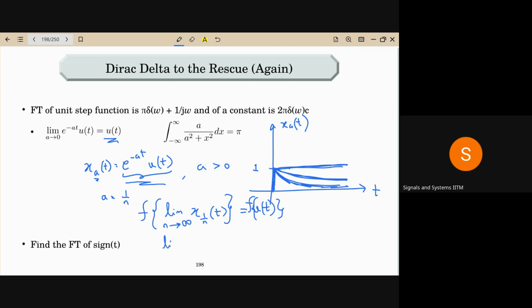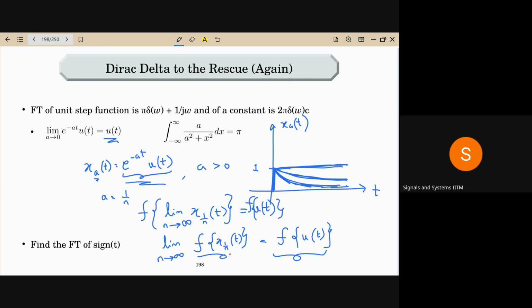Now we'll simply say limit. We just take the Fourier transform of each of these functions and then apply the limit, and then simply say that that is equal to the Fourier transform of the unit step function. So basically the idea here is to construct a sequence of signals whose Fourier transform is known, and then take the limit of that Fourier transform in order to find the Fourier transform of the unit step function. This is the idea behind finding the Fourier transform of the unit step function.